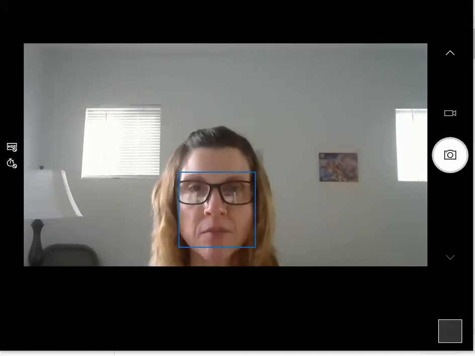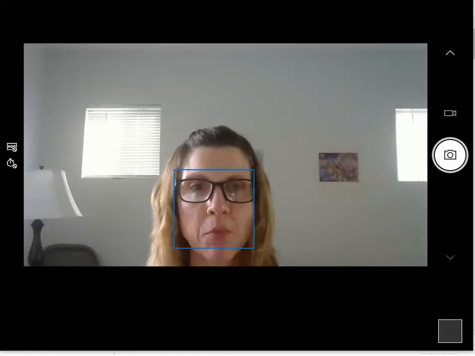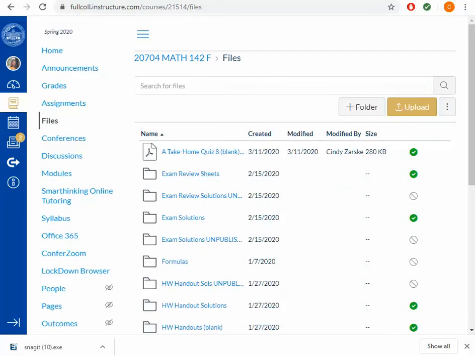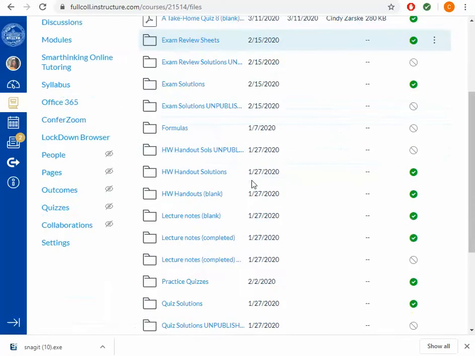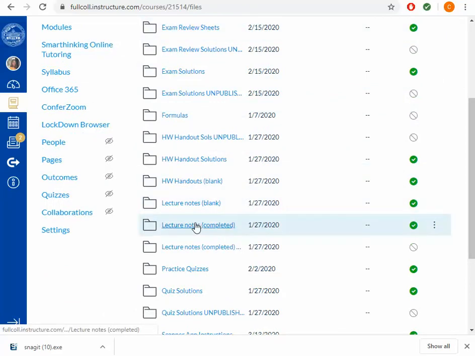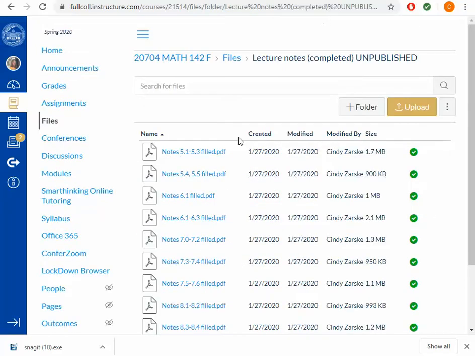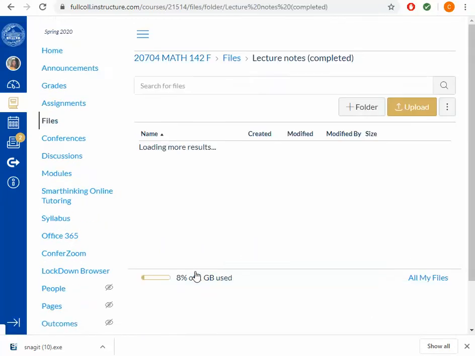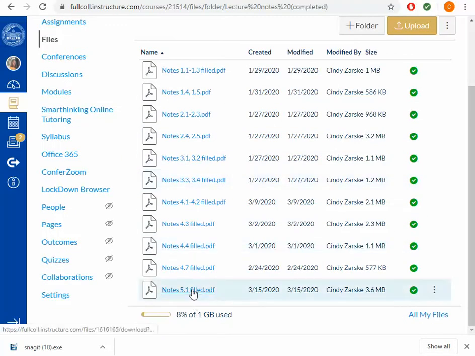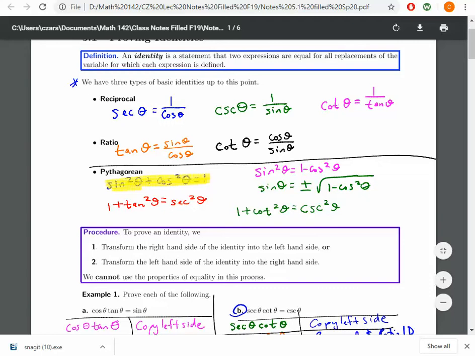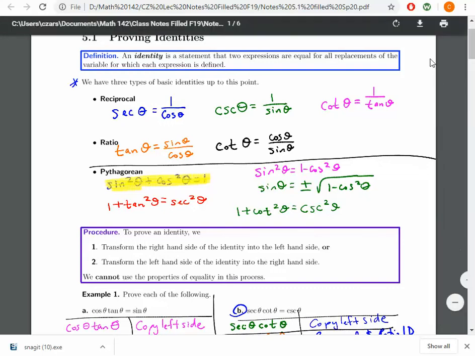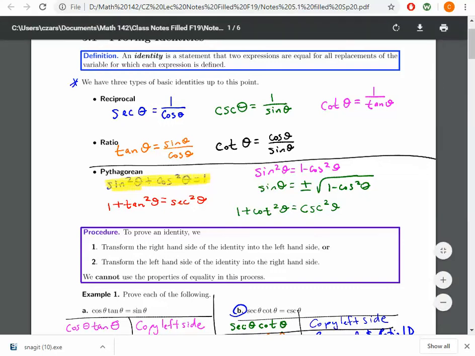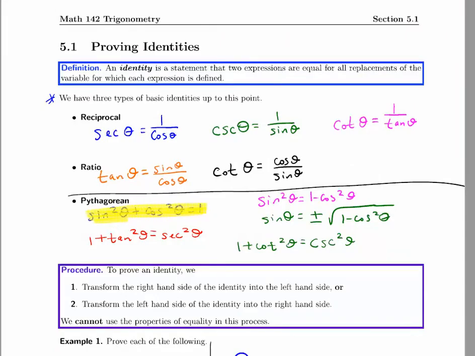Canvas files. So let's go ahead and pull those up now. In Canvas, on the Files tab, Lecture Notes Completed, and Notes 5.1 filled. In this video, I'm going to go through the completed notes and make some comments and point out some important things. Remember, in Exam 1, you already had one identity proof.